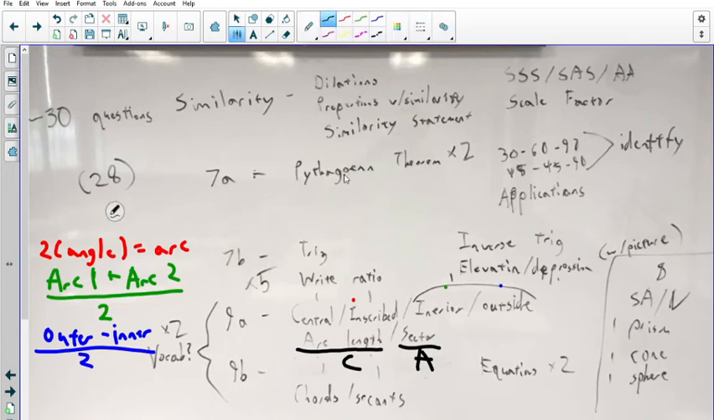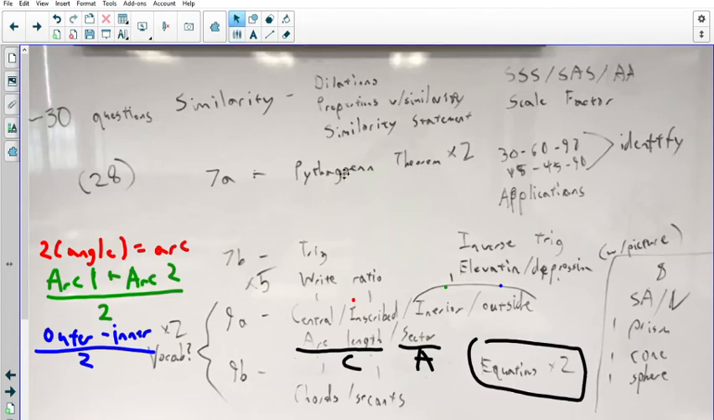Equations times 2. This means you should expect 2 equation of a circle questions. That means putting a circle on the graph. That means (x minus h) squared plus (y minus k) squared equals r squared. So what you should expect to see is one problem where I give you the equation of the circle and ask you to put it on the graph. And you should expect a question where I give you the information and ask you to write the equation of the circle.